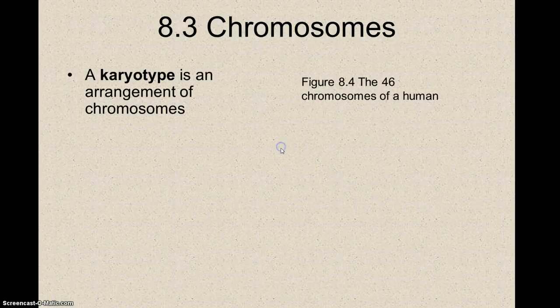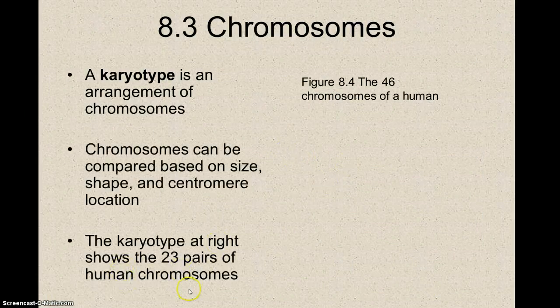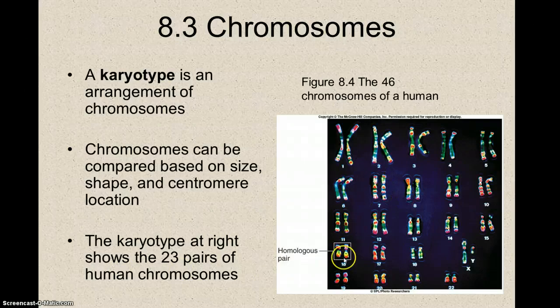We have 23 pairs of human chromosomes. Here they are. 23 pairs. One of the pairs, number 23, which is right here, I'm circling around it, has an X and a Y. If you have two X's, you're a girl. If you have an X and a Y, you're a boy. If you have three X's and a Y, wait a minute, how does that happen?